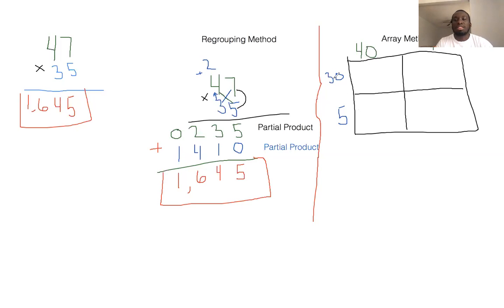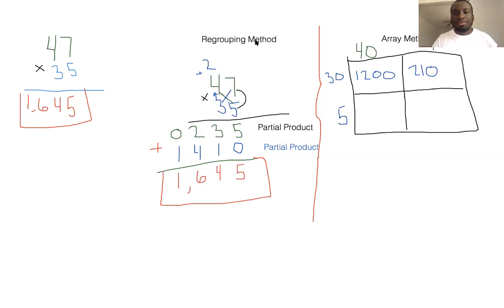So let's start with 30 times 40. I know that 3 times 4 equals 12. And now I'm going to add my 2 zeros. And that gives me 1,200. Now I'm going to go to my next box. I know that 7 times 3 is 21. And I'm going to just add my 0 and make it 210.